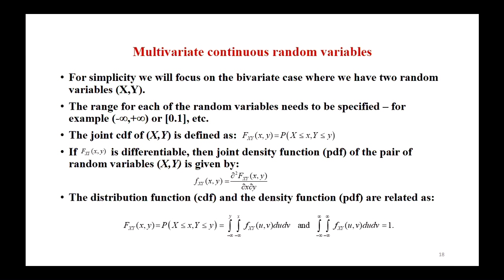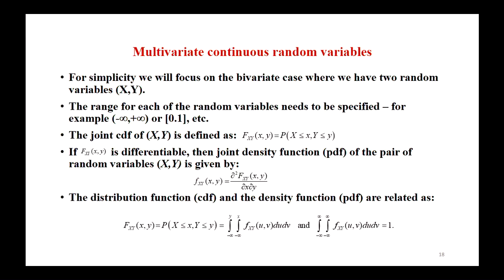If the joint CDF is differentiable, then the joint density function is just obtained by differentiating with respect to x and y. So it's d squared F_XY of x and y by dx dy. Just differentiate with respect to x and y sequentially.